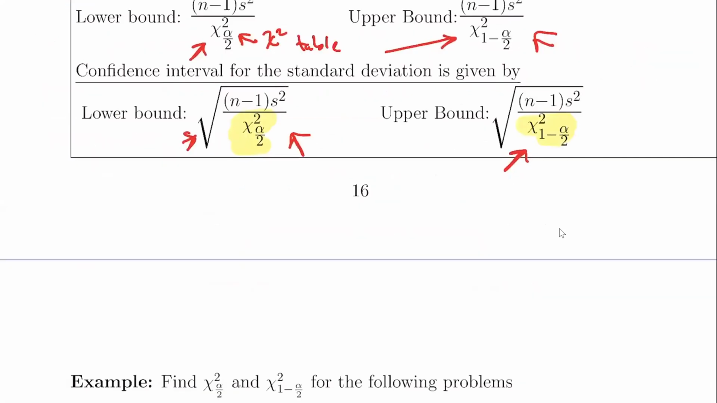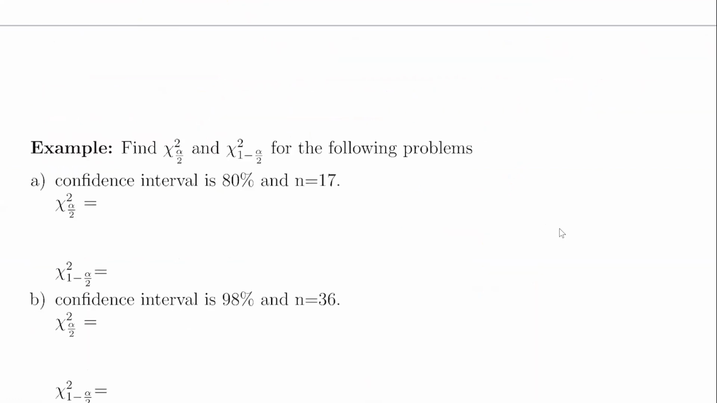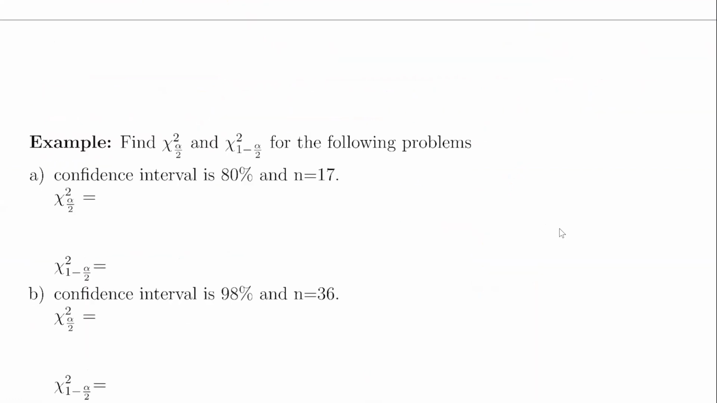All right, so let's go on down and focus on chi-square. For this one, all we're going to focus on is how to get the chi-square of alpha divided by 2 and chi-square of 1 minus alpha divided by 2. So we're going to do part A. For part A, they tell me this is an 80% confidence interval, and we have a sample size of 17. The first thing we're going to do is find degrees of freedom. Since your sample size is 17, if you do 17 minus 1, you get 16. So that's your degrees of freedom.